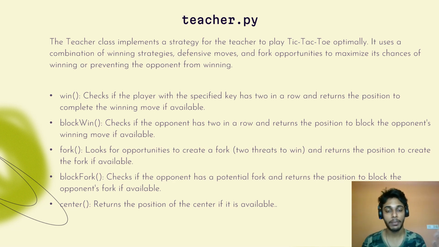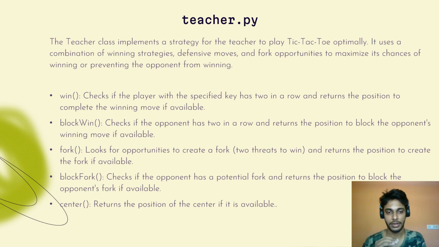Now the next one is block fork. This function is almost similar to the fork one, but it checks if the opponent has a chance to create a fork. If the opponent has a potential fork, then the function returns the coordinates of the cell that should be blocked to prevent the opponent from creating a fork.